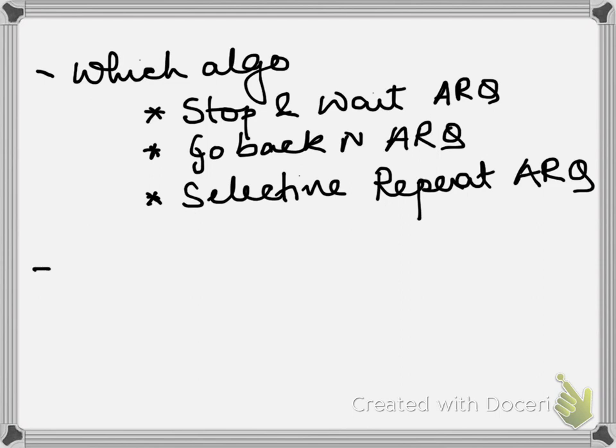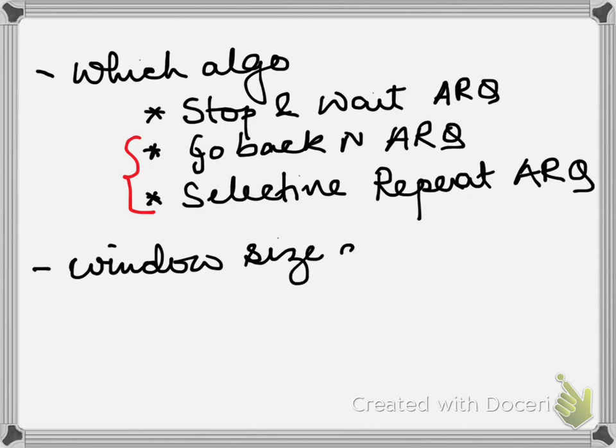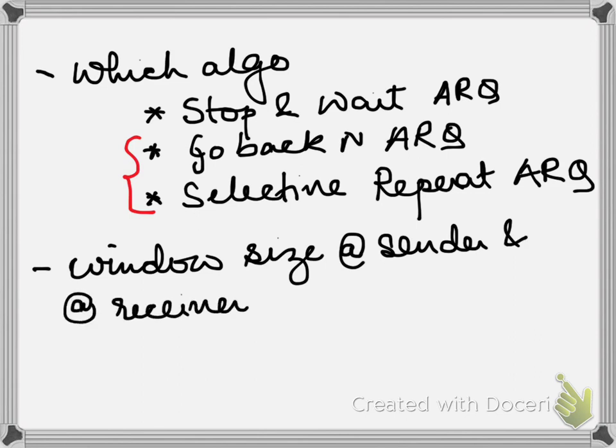Also, if we are using the sliding window protocols, that is either go back N or selective repeat, then this will also tell me what should be the window size at the sender and at the receiver. So we will look at this metric.